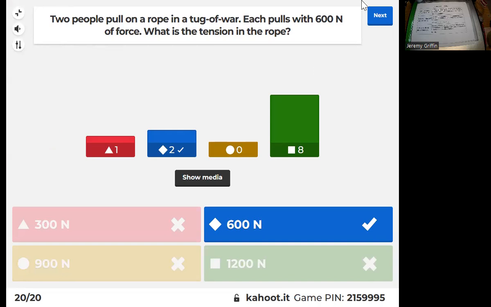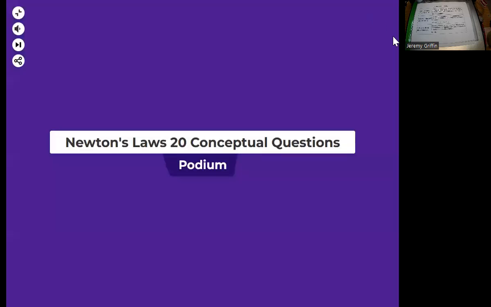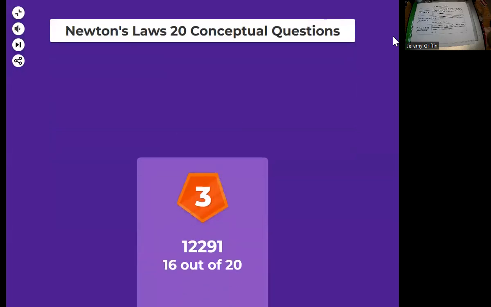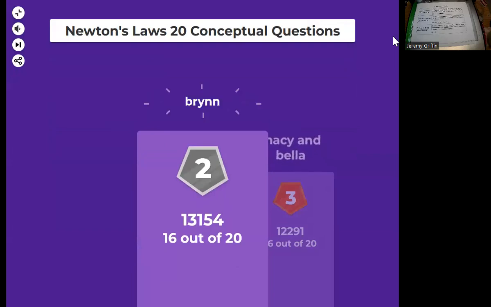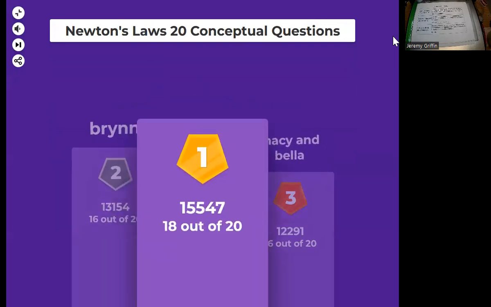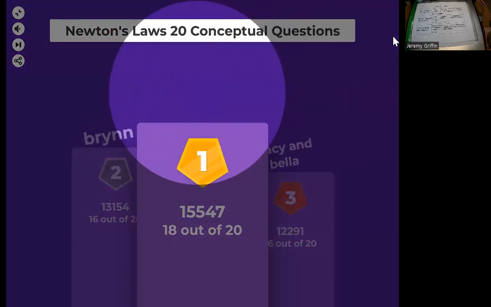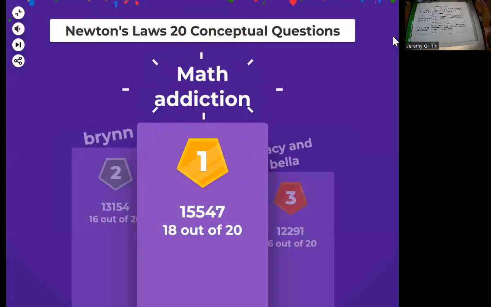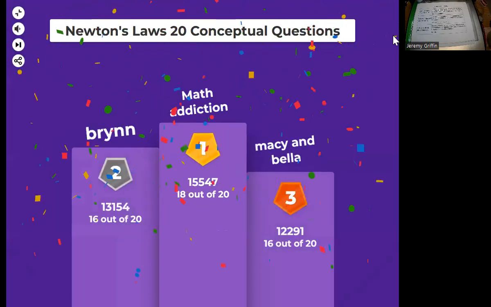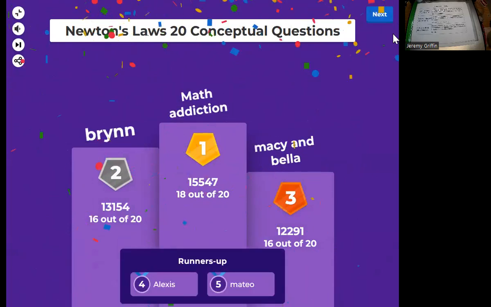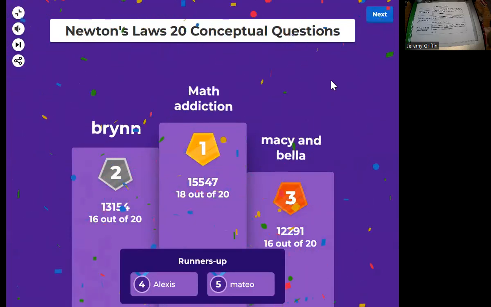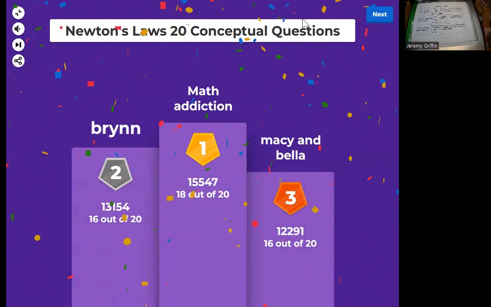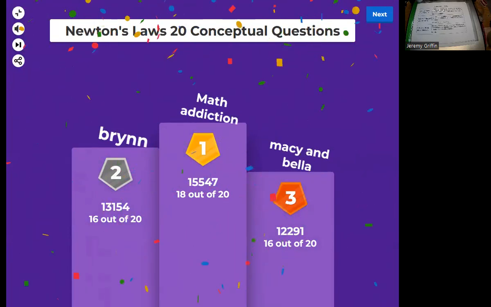600 newtons. Couple winners. All right, to the podium with the bronze, Macy and Bella. With the silver, Burn, and the gold with 18 out of 20, Math Addiction. And Alexis and Mateo, runners up. All right, nice job, guys. Nice job.